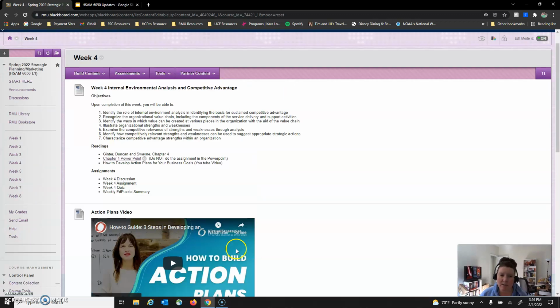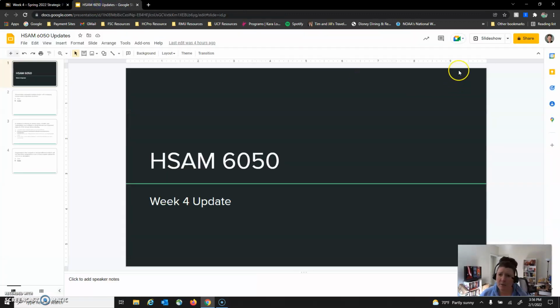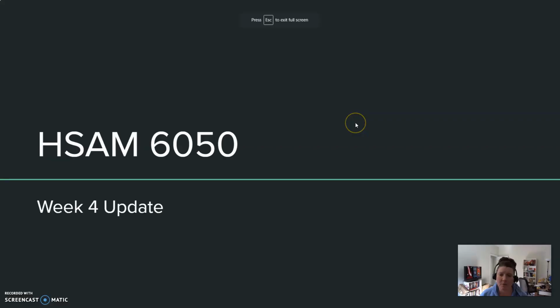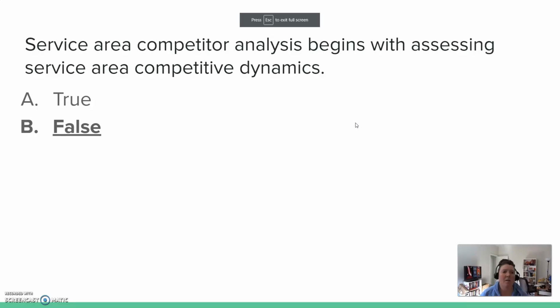Then we have our quiz and this Ed Puzzle. So let's take a look at the quiz questions from last week. So first question, service area competitor analysis begins with assessing service area competitive dynamics. And in your textbook, assuming you have the print version, starting on page 85 is where we step through the various aspects of service area competitor analysis, that entire process that's discussed in this chapter.